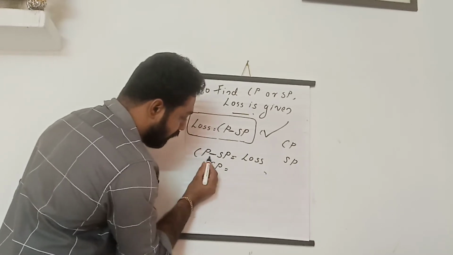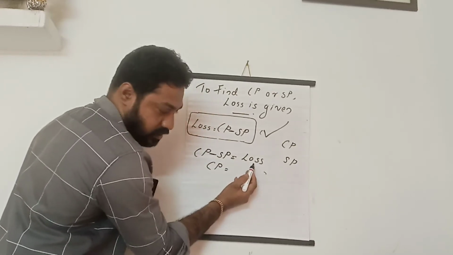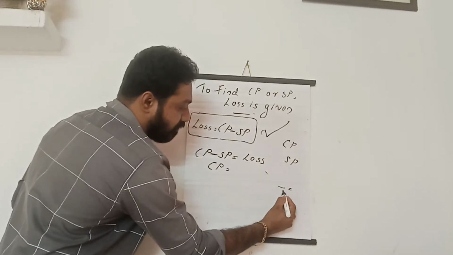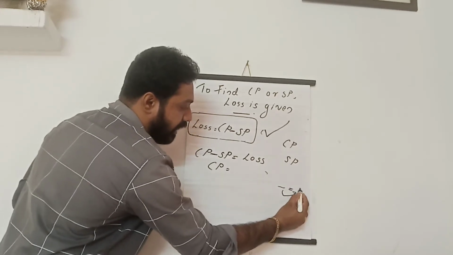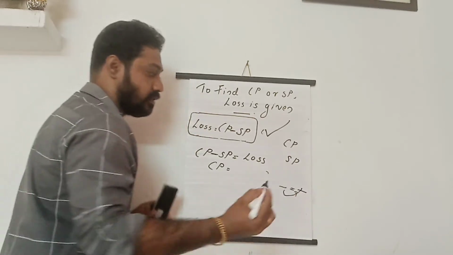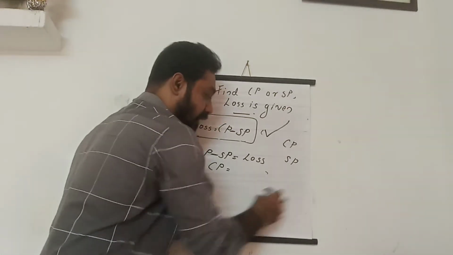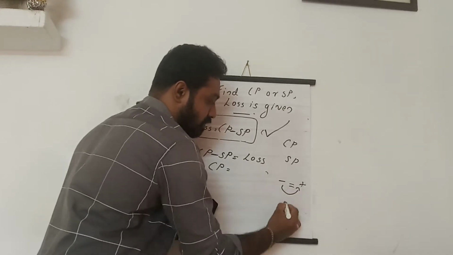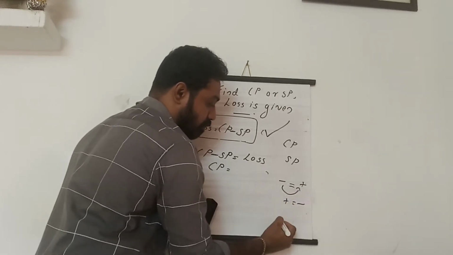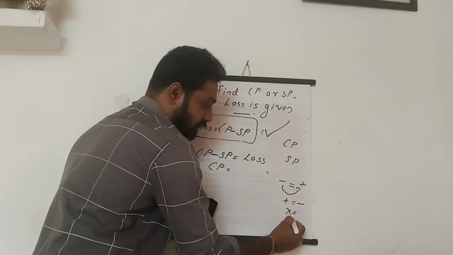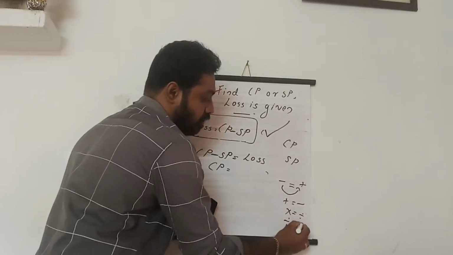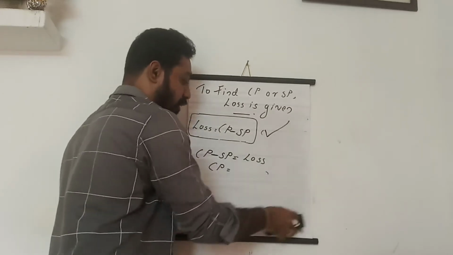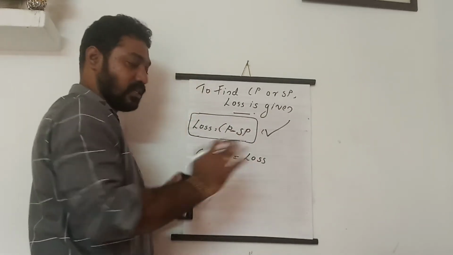Here you can see that CP minus SP is equal to loss, isn't it? And SP I am taking to this side. Here it is subtraction. When we move to this side of the equal sign, it becomes plus. Understand? I already told you in the equality rules that minus becomes plus when it moves to the other side, and plus becomes minus. Multiplication moves to division, and division moves to multiplication. These are the rules that we follow when we change minus and plus in equality.